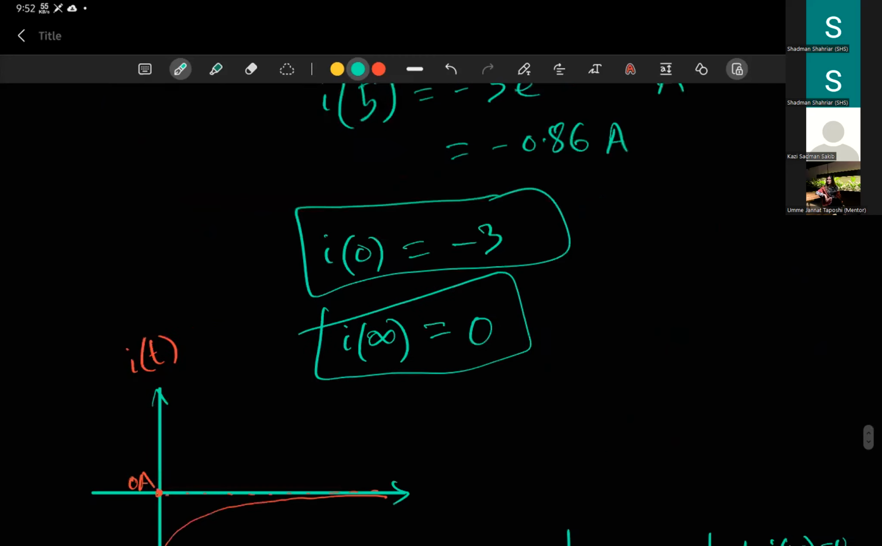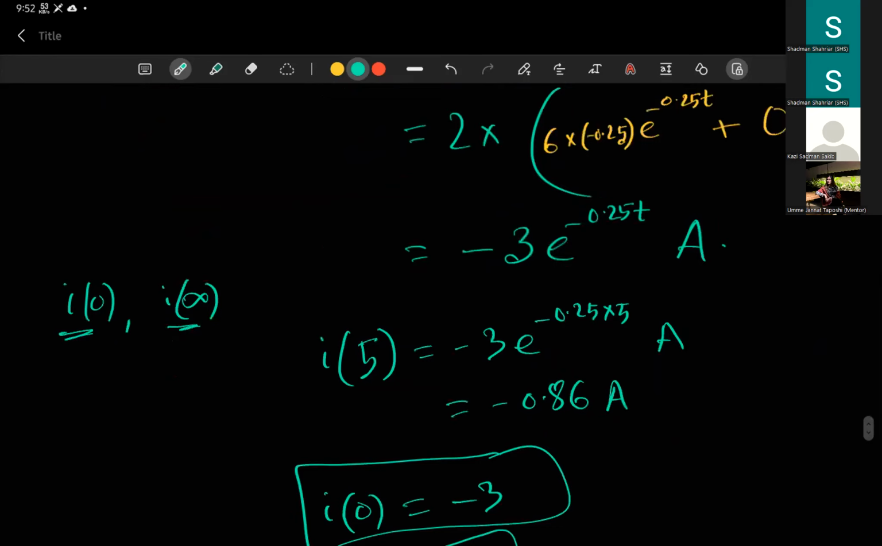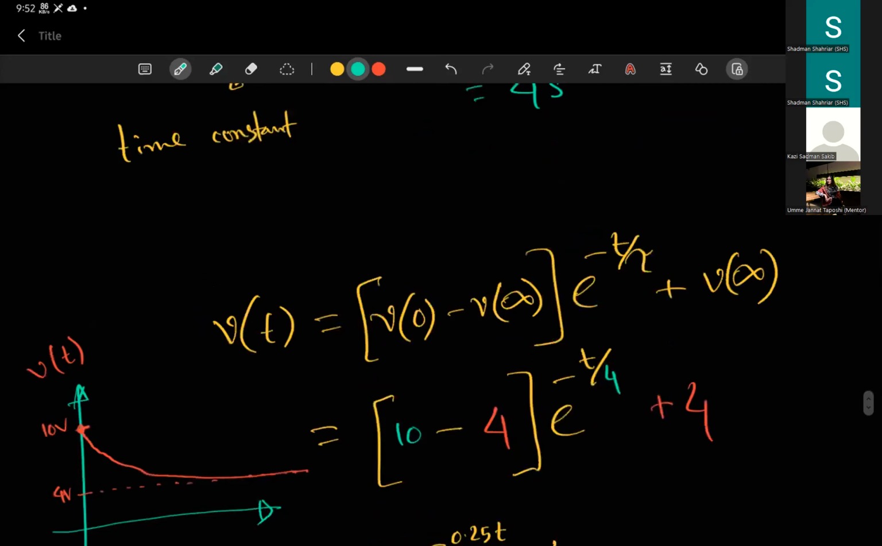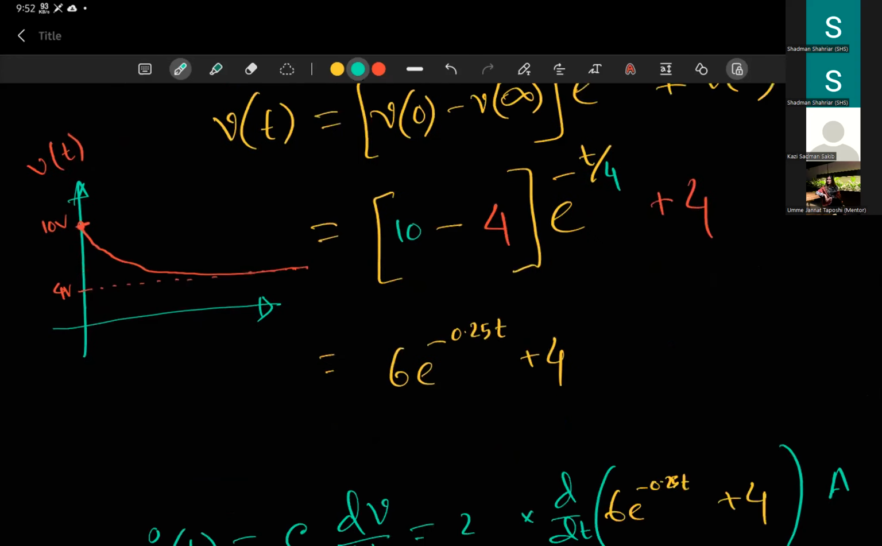But that doesn't mean that this voltage should be 0. This is saying that the capacitor is being charged to 4 volts, so this doesn't always have to end up at 0. The current has to end up at 0 for a capacitor, but that doesn't mean the voltage has to. So don't worry about what values you are getting. Just follow the procedure and you will get the correct answer.